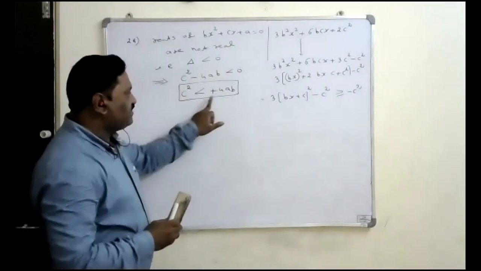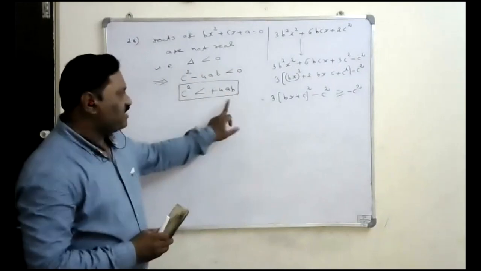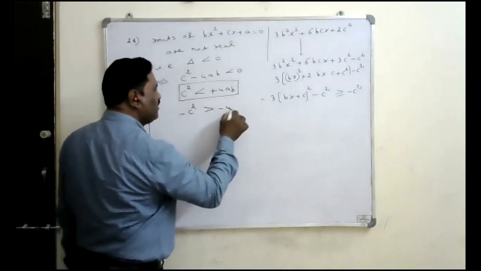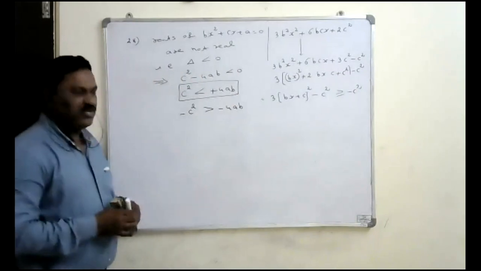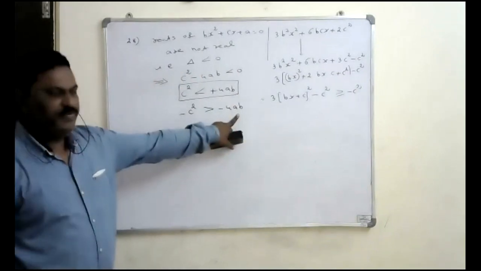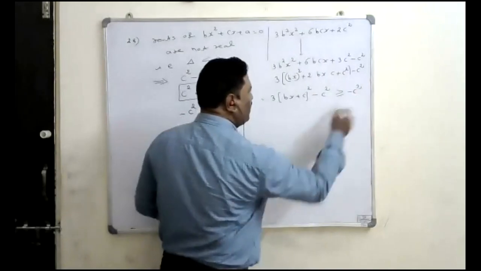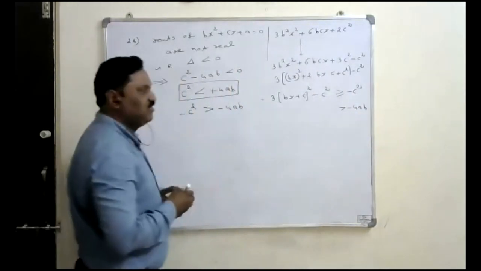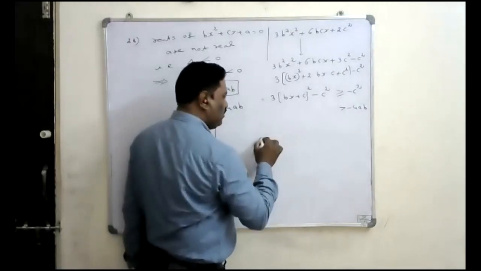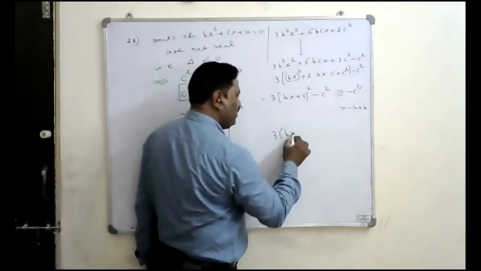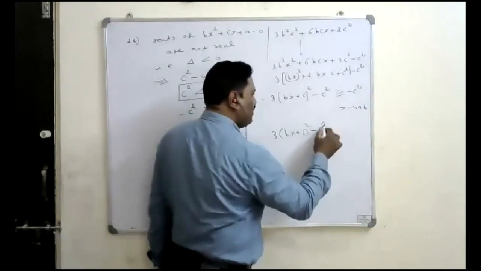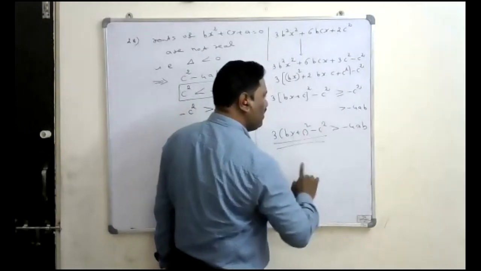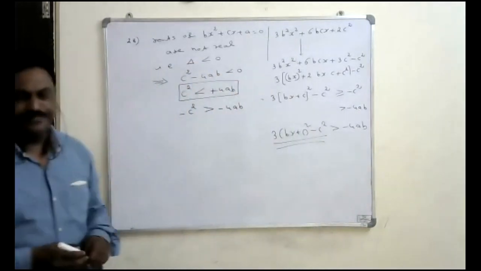Now, c square is less than 4ab. Multiply by the minus sign: minus c square is greater than minus 4ab. So this total expression is greater than or equal to minus c square, which means this value is greater than minus 4ab. Therefore, this expression 3 times (bx plus c) whole square minus c square is greater than minus 4ab. This is the answer. So this expression is always greater than minus 4ab. Okay, take that.